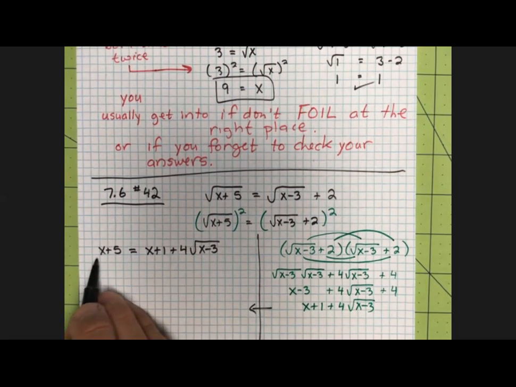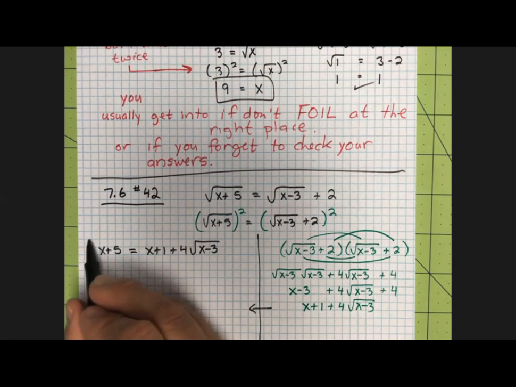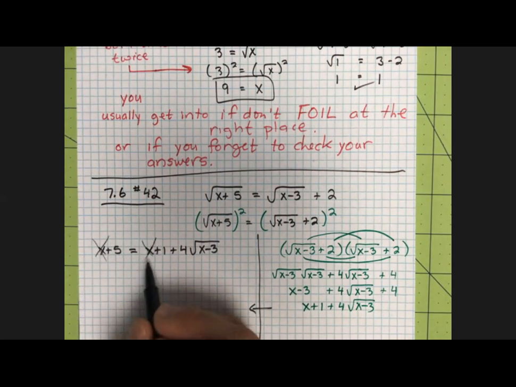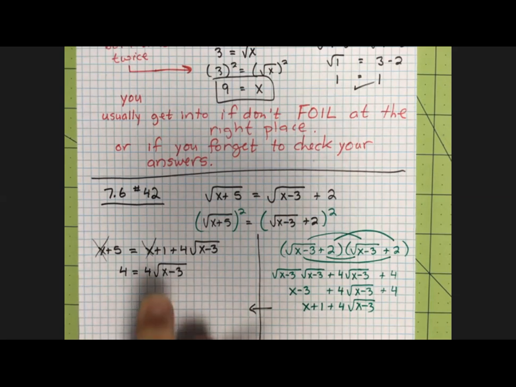Again, I get to cancel some things, sometimes just combine, but here I get to cancel even the x. x minus x, there are no more x's. Those are gone. 5 minus 1 is 4. And I have 4 times square root of x minus 3 on the right. So I combine the 5 and the 1 to make 4. Now I'll divide by 4, just so it gets easier to look at.